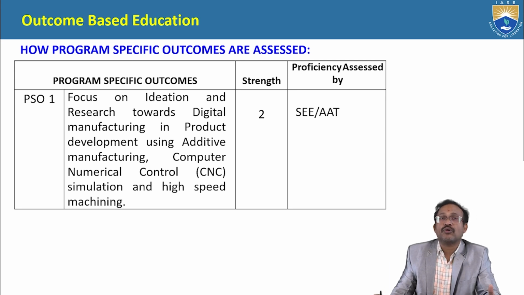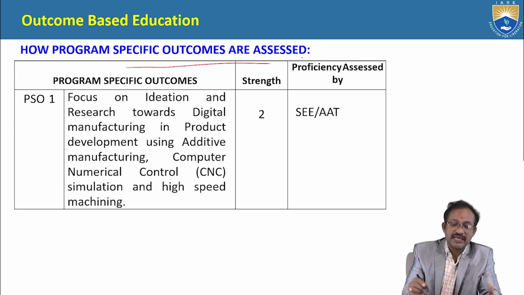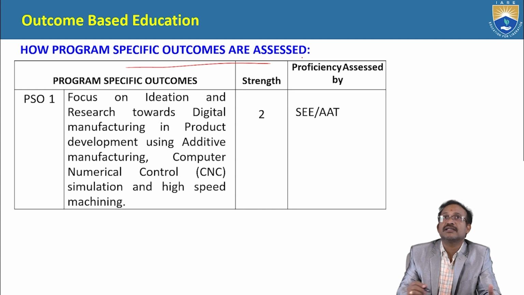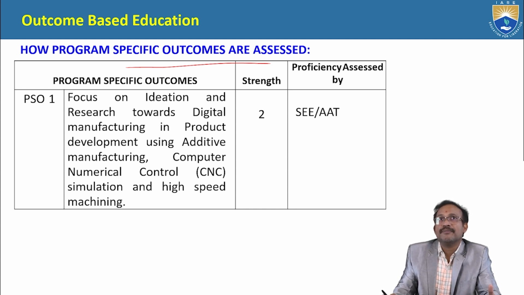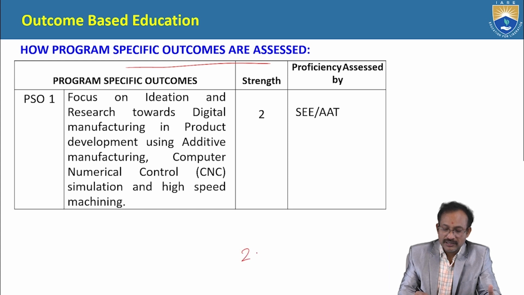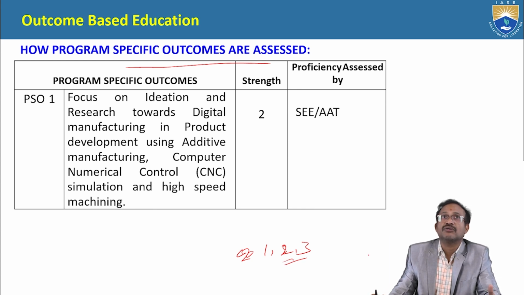And we have program specific outcomes, PSO. Already we have discussed that. Along with program outcomes, each program must have some program specific outcomes, maybe one or two or three, mostly one or two. Sometimes based on the structure and everything, we can make it 2 to 3. Here we have one program specific outcome.